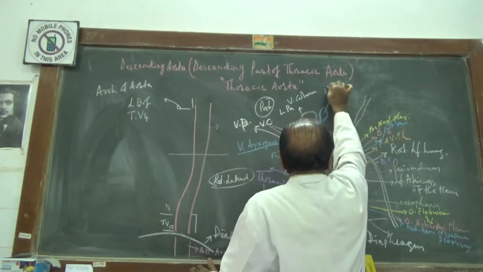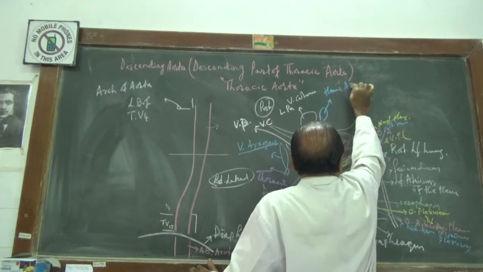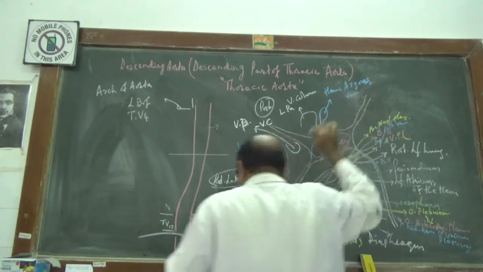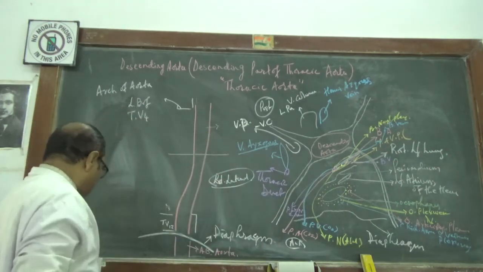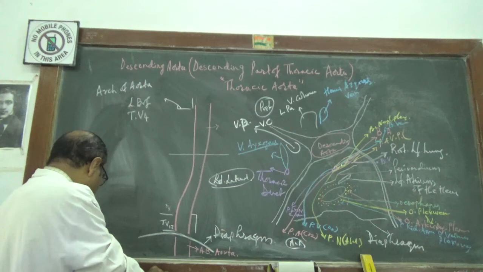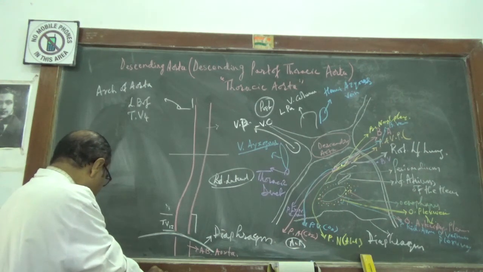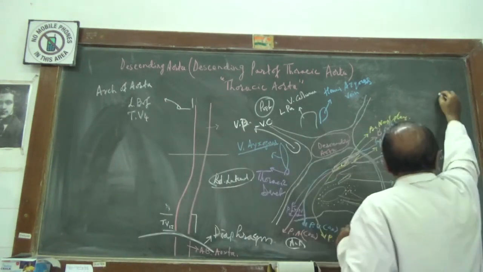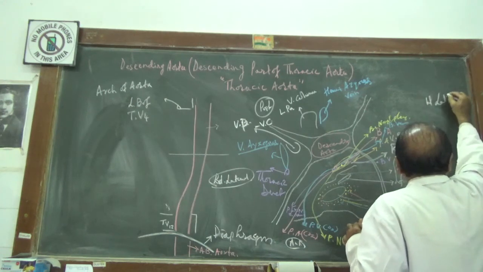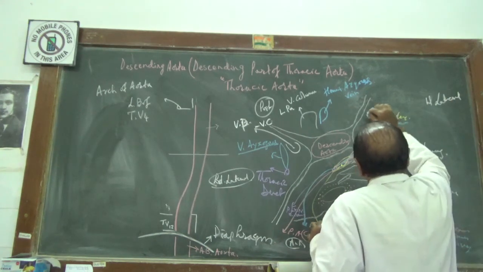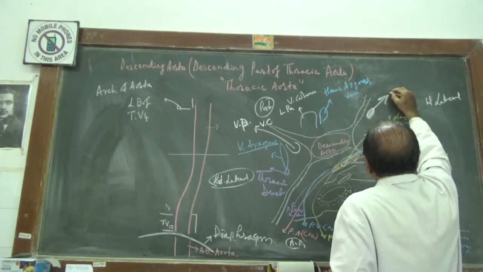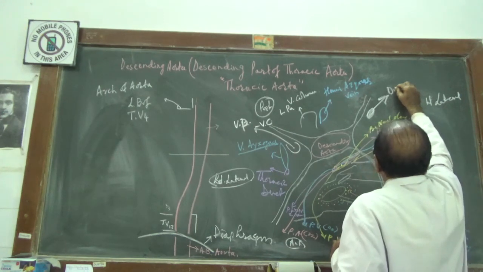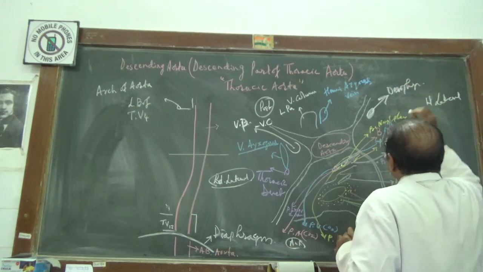Now that vein is what? Hemiazygos vein. Hemiazygos vein. Then this will be the posterior relation. Now, on the left laterally, that will be there here. Left laterally, at the lower part, you have an esophagus. Esophagus, it will be there.